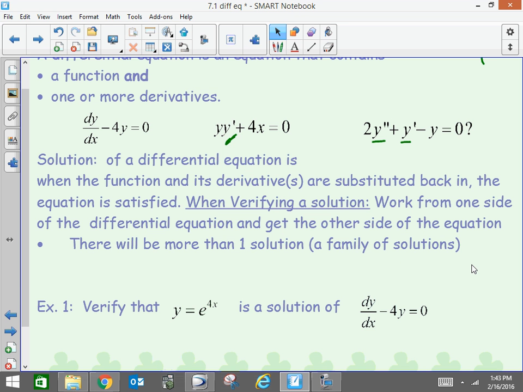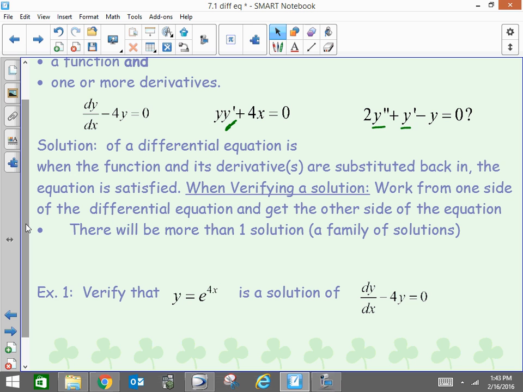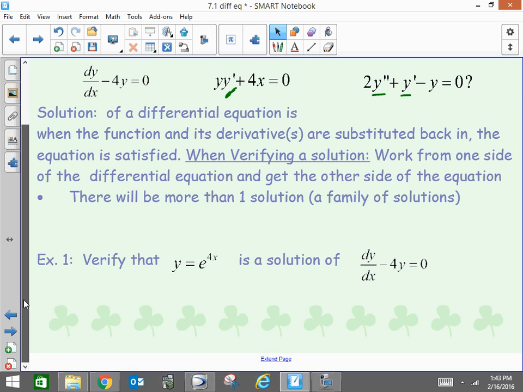So the solution of a differential equation is when the function and its derivatives are substituted back in, the equation is satisfied. Just like any kind of a solution, it makes the statement true. So when you verify, here's what we did when we were using identities: you work from the one side to get the other side. There will be more than one solution, but you don't have to worry about that. That's where that C comes in. When you're verifying, you don't have to worry that there's another one.